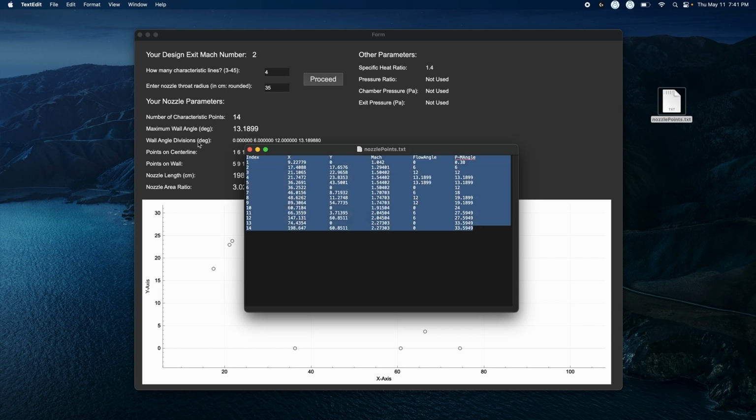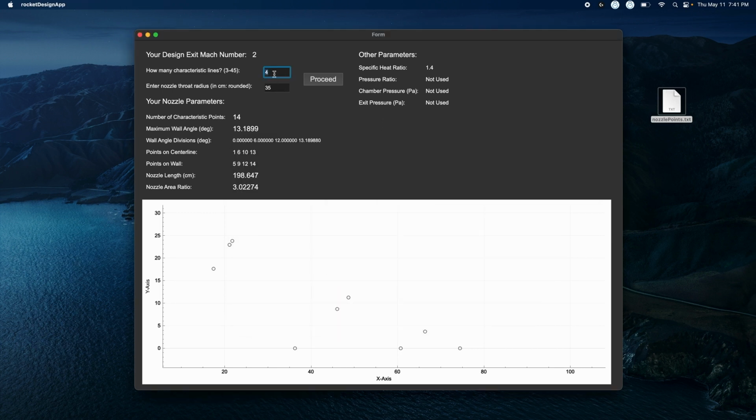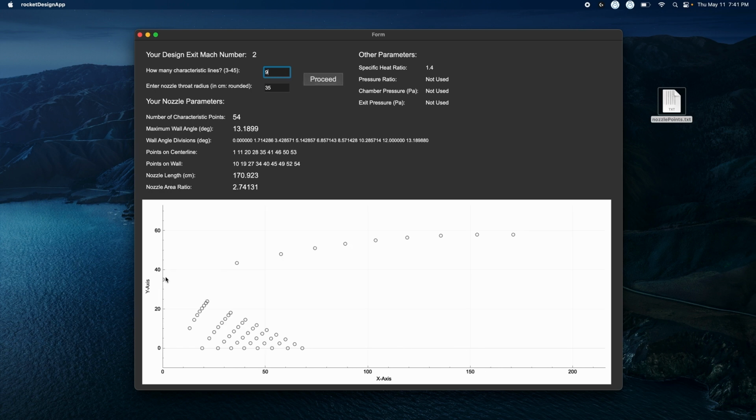And then let's try 9 lines, right? So now we see it, the graph has reset. We have more accurate divisions. The interpolations can be seen here. These are the points on my center line, the nozzle wall. I have my nozzle length and the area ratio.